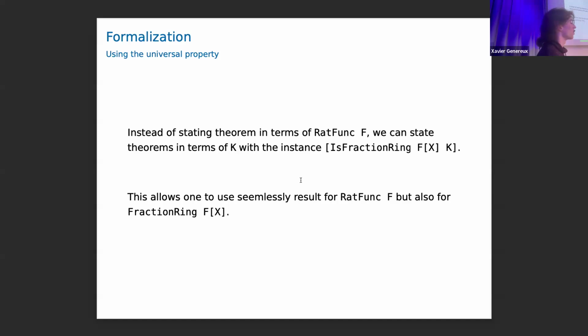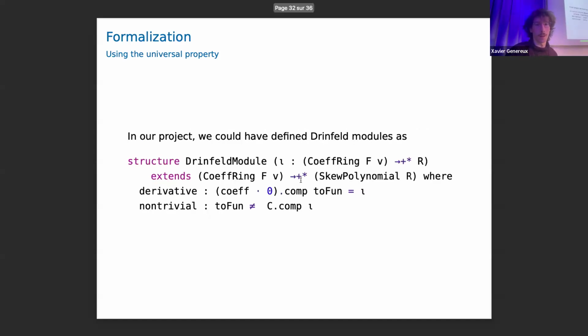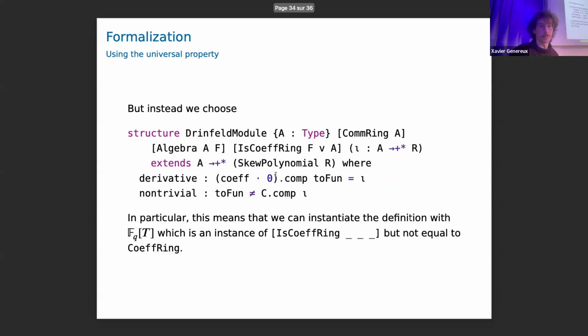So instead, we try to state theorems with these instances, and this means you can seamlessly use results a bit more generally. And I have another example of this. In the definition, we had this IsCoefRing, which was this generalization of polynomials. We could have just put CoefRing here instead of having IsCoefRing. But then, if you want to instantiate it for polynomials, you can't do it. But actually, polynomials we know are an instance of IsCoefRing.